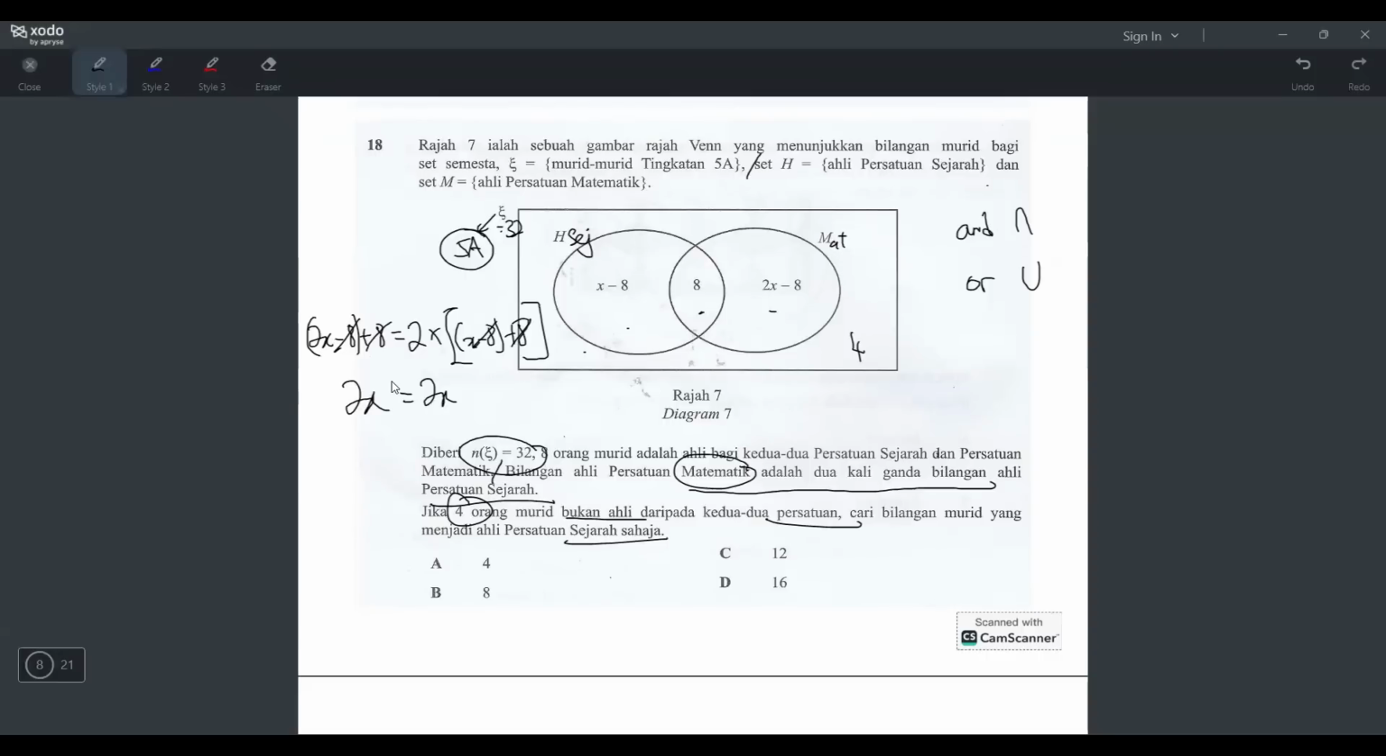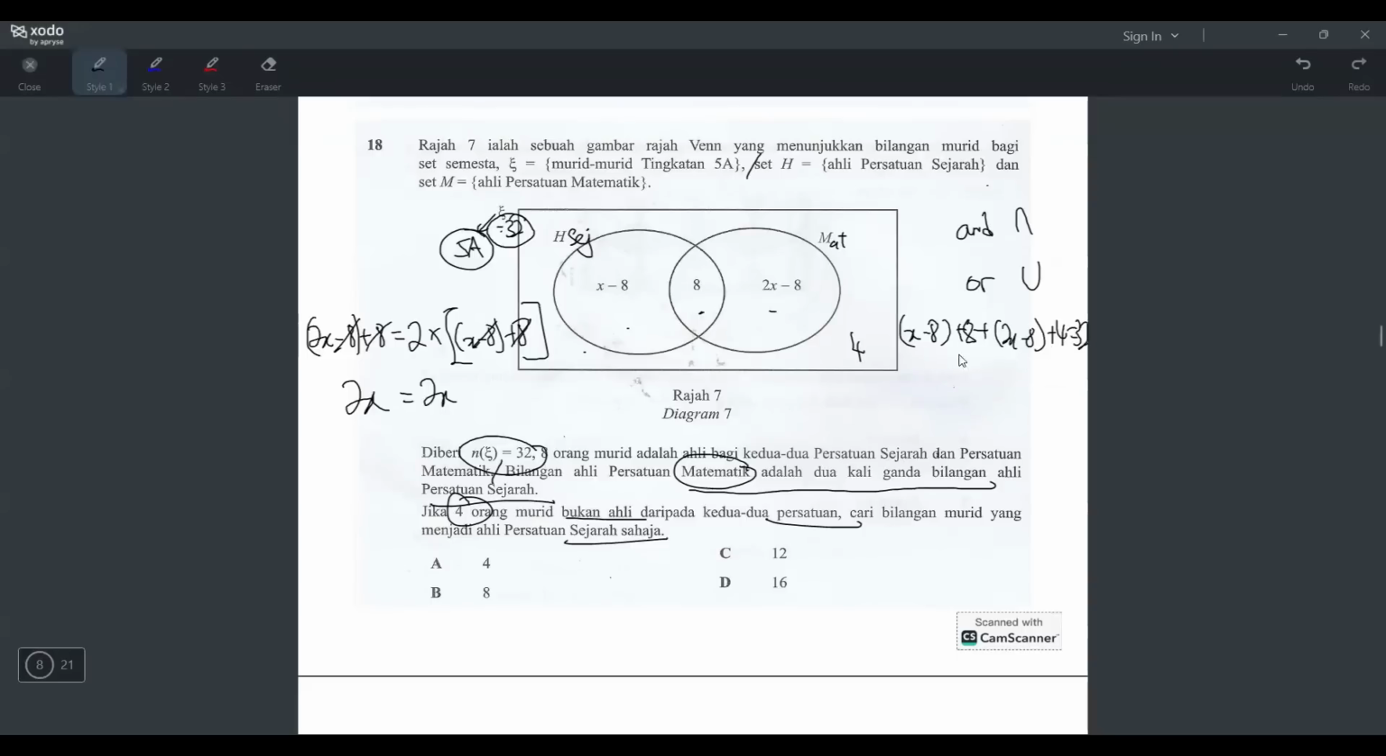Oh, actually we can find X by using the total, right? Because the total is 32 mah. Okay, maksudnya semua ni tambah dapat 32, right? Okay, so it means what? It means X minus 8 tambah 8 tambah 2X minus 8 tambah 4 equals to 32 lah.